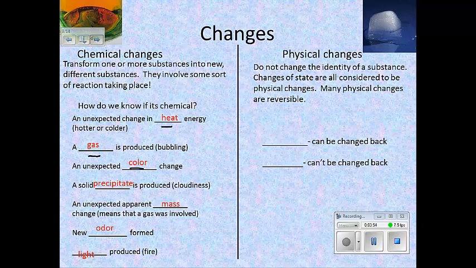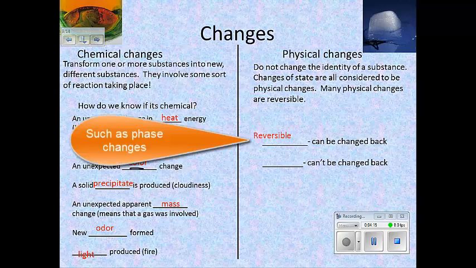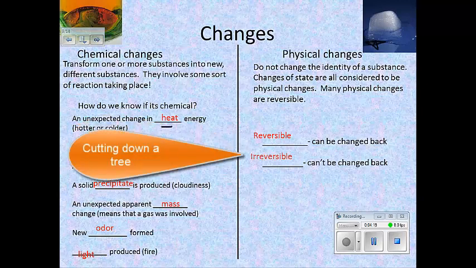Physical changes, on the other hand, don't change the identity of the substance. So you see this little thing up here. That's ice being melted into water. That's changing from ice to water, but it's still water. So even though it's changing, it's not changing the identity of the substance. The cool thing with physical changes is that sometimes they can be changed back. Those are reversible. Sometimes those are really just phase changes. And a lot of times they can't be changed back.